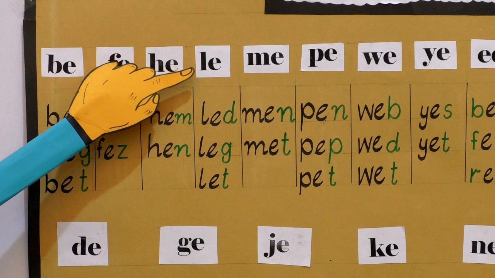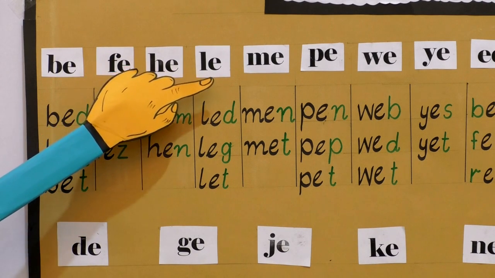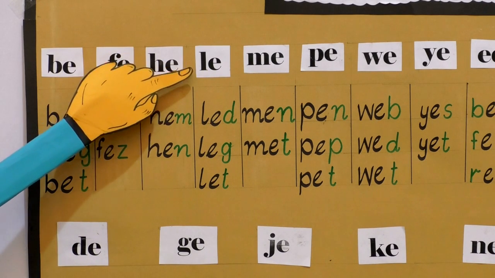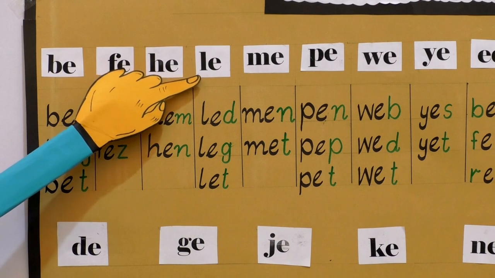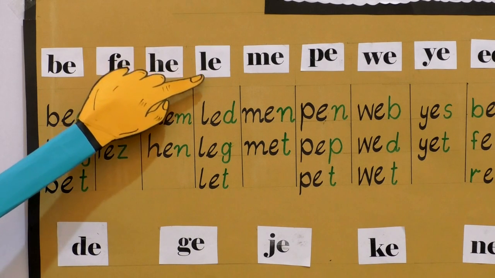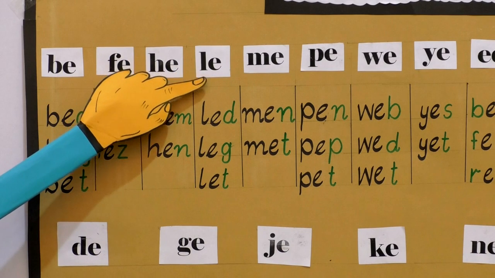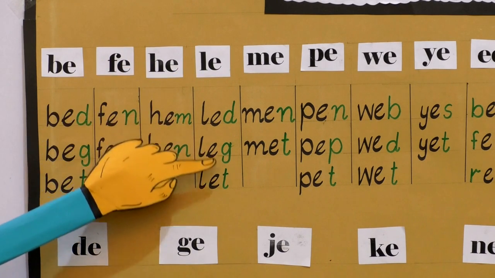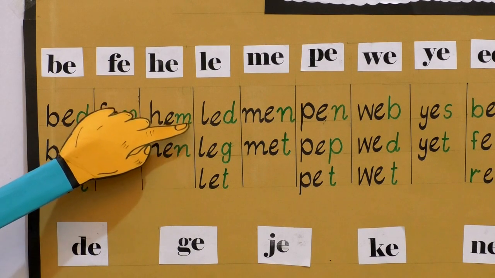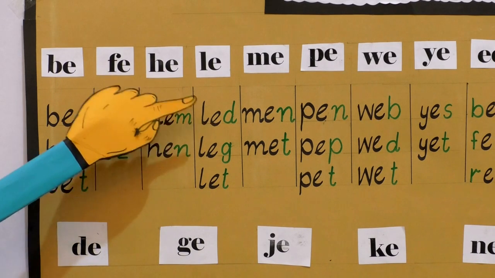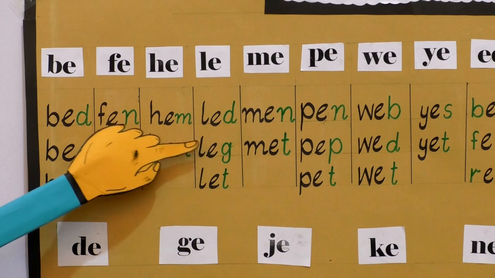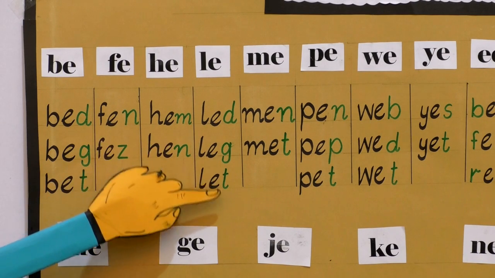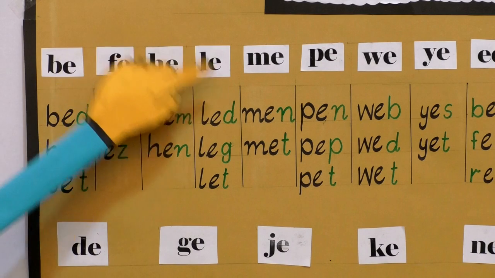Come to the next column. The sound of L is L and the sound of E is E. When we combine these two sounds, it will become le. You will read it in single sound, le. Now you will join the sound le with other letters. Let's practice it. Le, d, let, le, g, leg. Let, let.